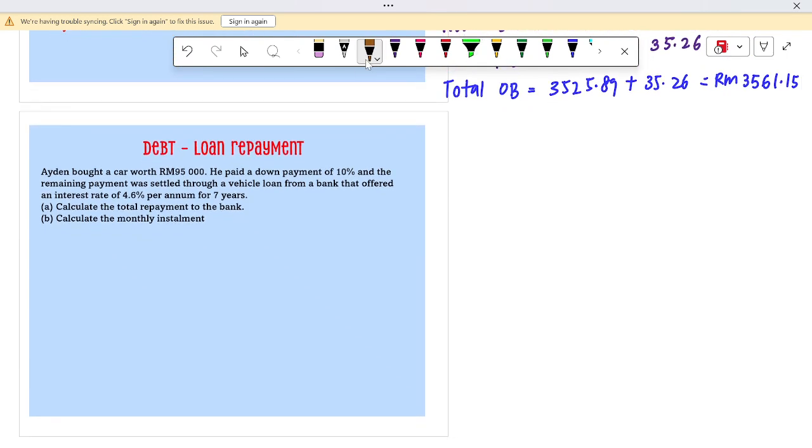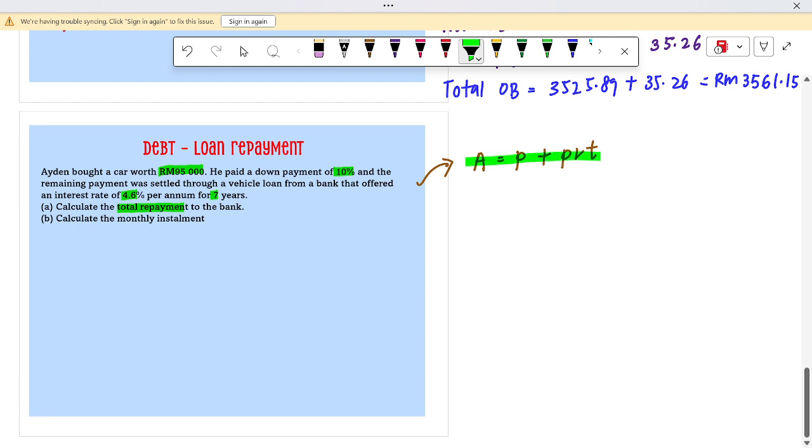For loan repayment, your formula states that A equals P plus PRT. So P is your principal, the loan amount that you have taken from the bank, and PRT is the interest that you are going to pay to the bank based on the loan you have taken. Okay, so let's see this question. Aiden bought a car worth 95,000. He paid a down payment of 10% and the remaining was taken as a loan from the bank, interest rate of 4.6% for 7 years. Calculate the total repayment.